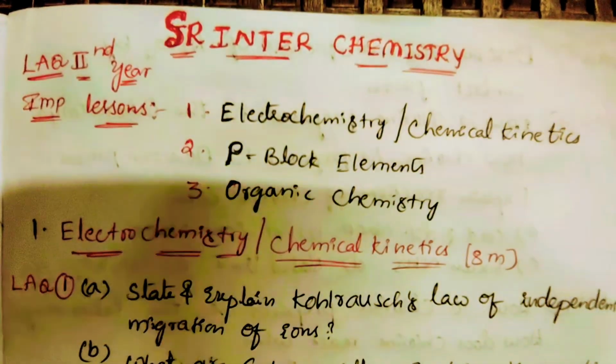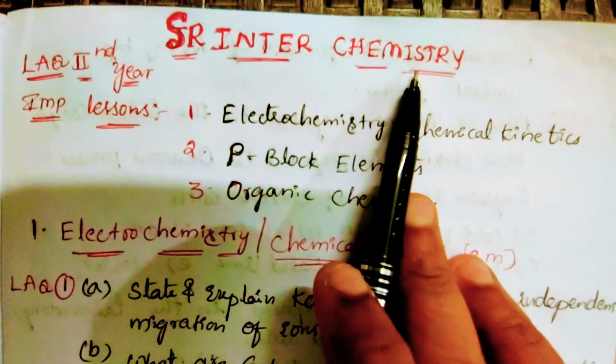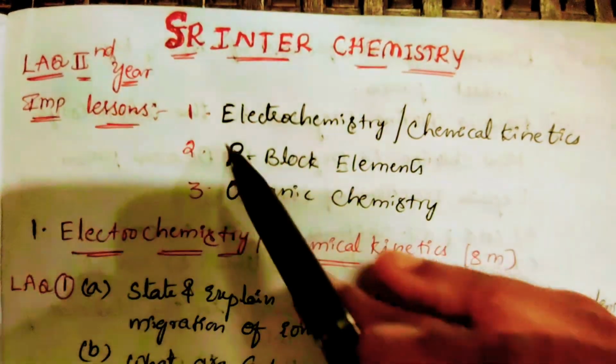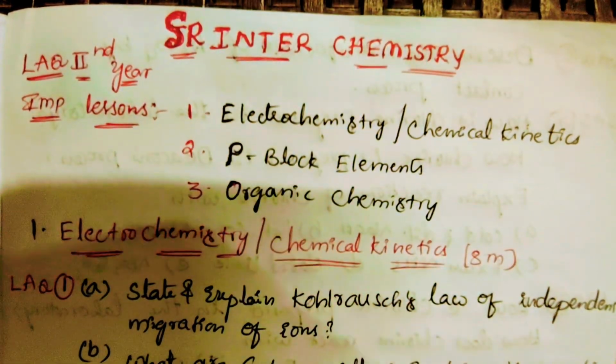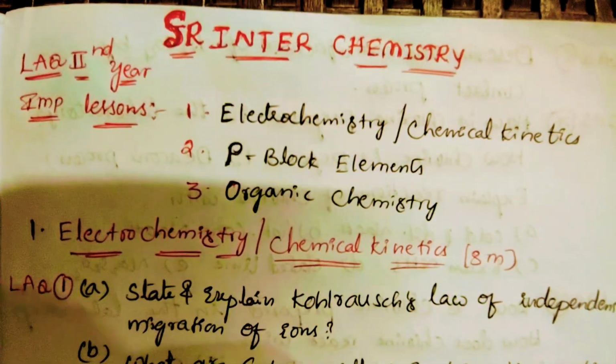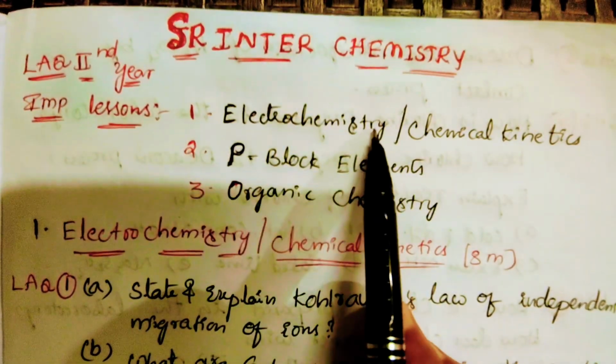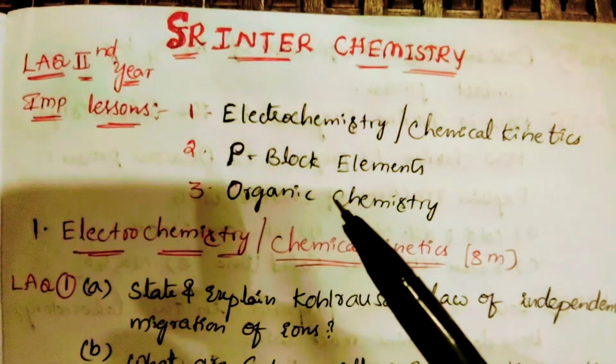So we have three long answer questions from important lessons in second year senior inter chemistry. If you read these three lessons, 8 mark questions, automatically you can get 16 out of 16 marks in the long answer questions. So what are the three lessons we have to keep in our mind for 8 mark questions?